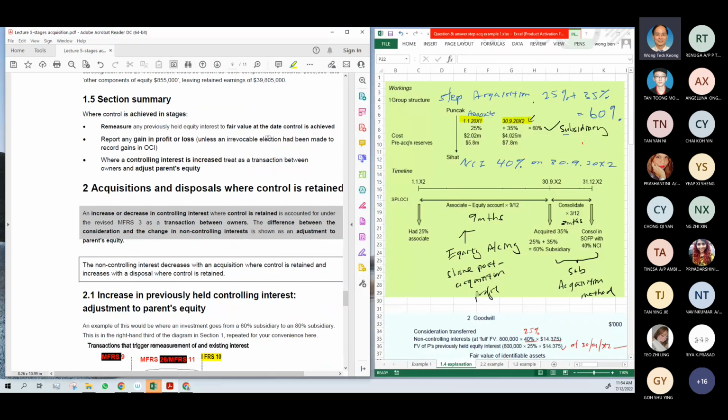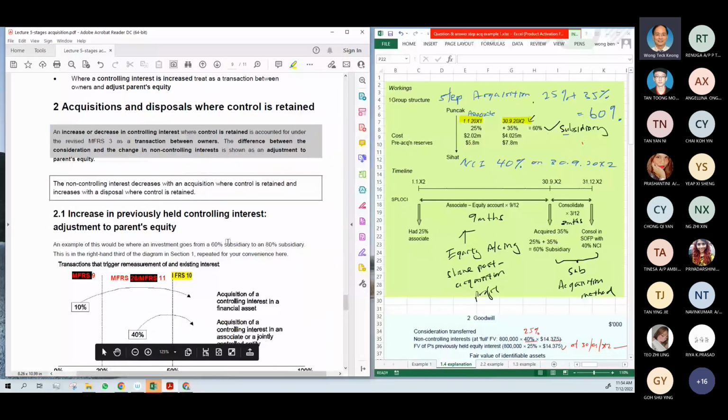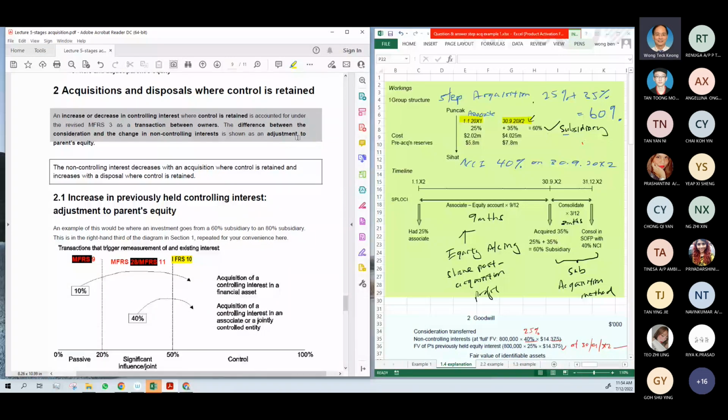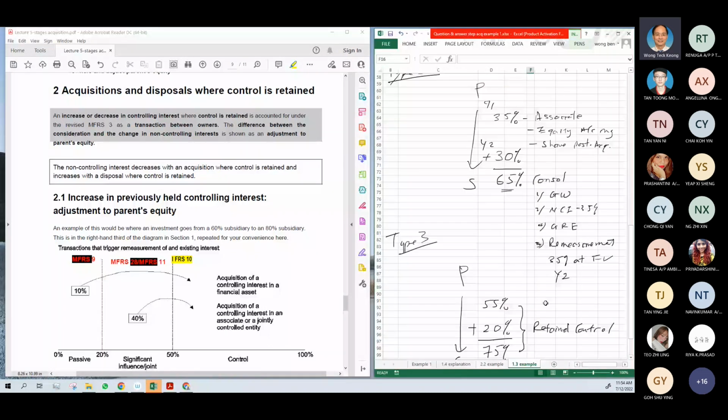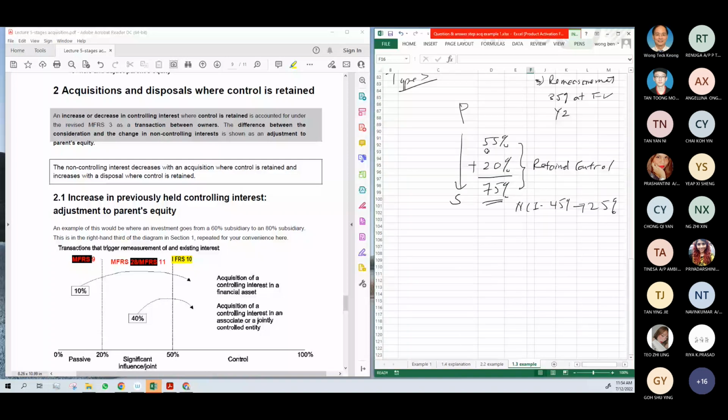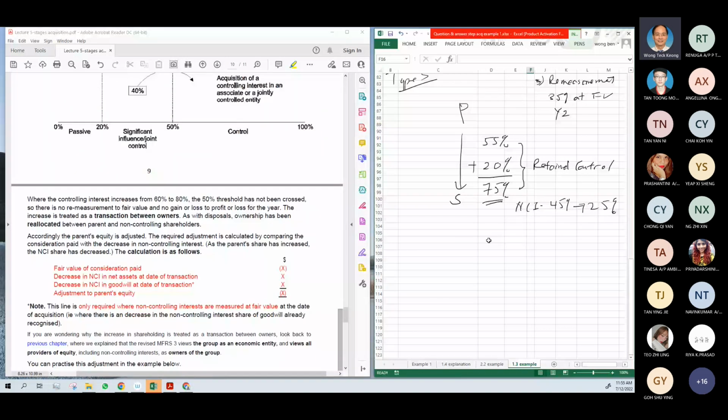Okay, now this is type 2. Now we go to type 3, where control is retained, so we forget about disposal. In type 3 we already have a subsidiary and you buy more shares, so control is still retained within your control. The treatment is different. You do not need to compute goodwill, because you computed goodwill when you first gained control at 55% in this example.